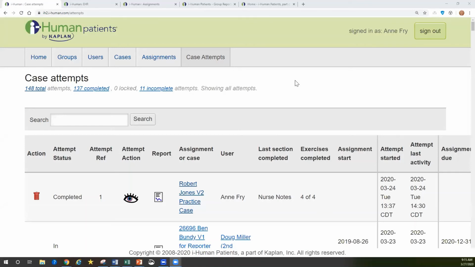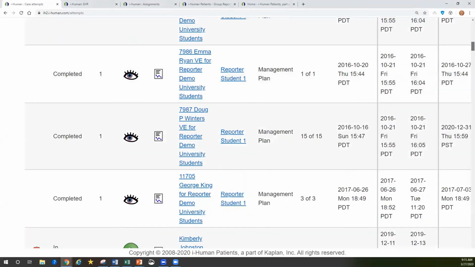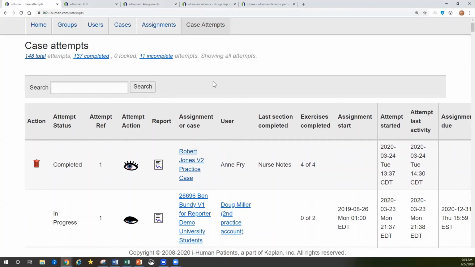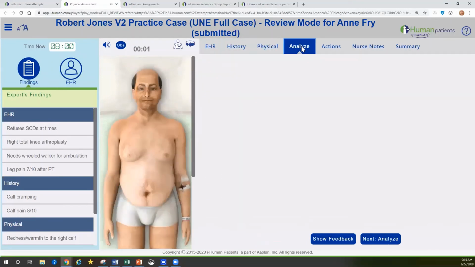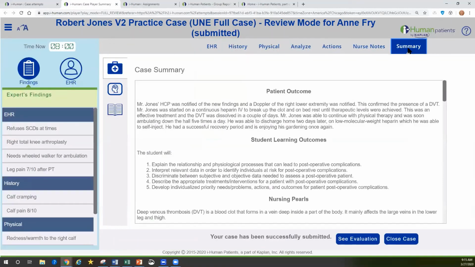So I'm in the faculty side. You can see across the top of my screen are various tabs. Both faculty and students have the Case Attempts tab, where we can see all the cases available. You as faculty have a lot more here than the students do. And to go back and review a case, we can just play that case in review mode. As Dr. Lilliquist said, we as faculty can play that case repeatedly and we can review it. So here I am back in that case we just looked at. I can review all aspects of it and I can look at that summary.